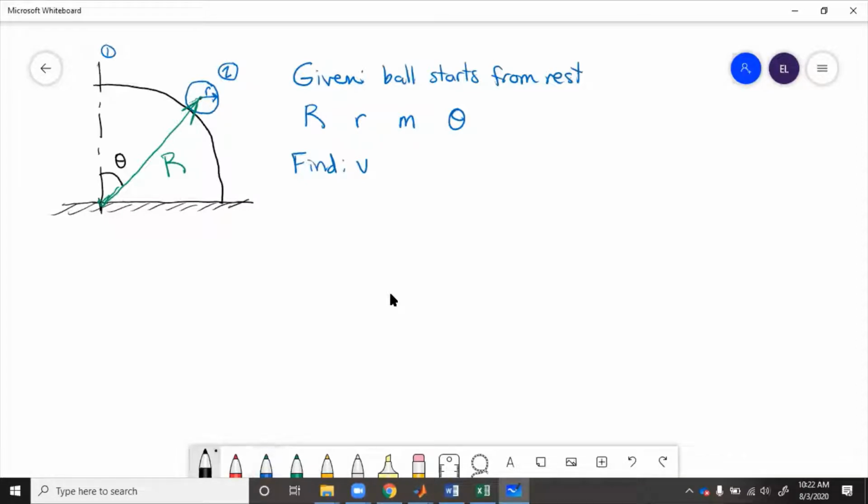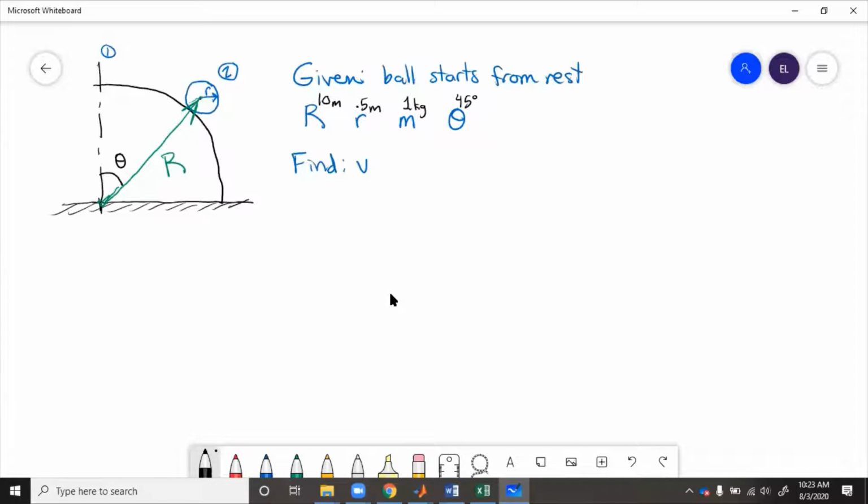So let's put some numbers in here. Let's say the radius of the ball is 0.5 meters and the radius of the hill is 10 meters. So the hill is a lot bigger compared to the ball. Theta is 45 degrees. And then the mass of the ball, we'll say, is 1 kilogram.